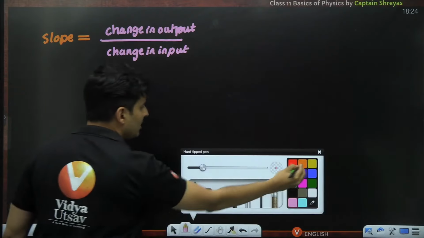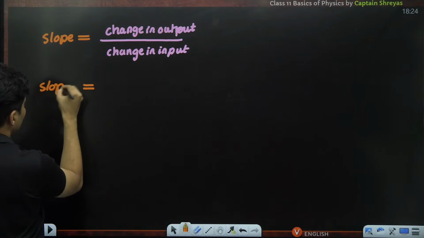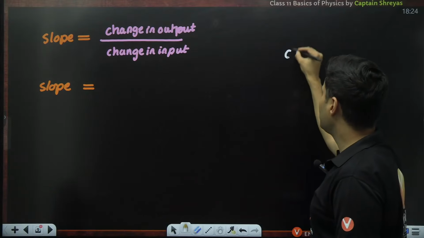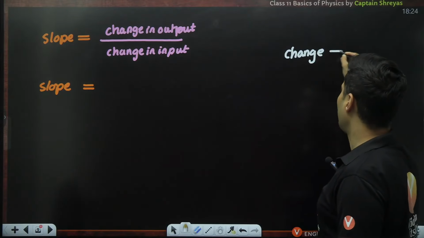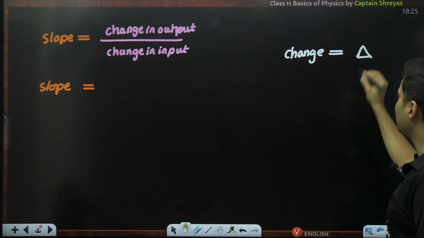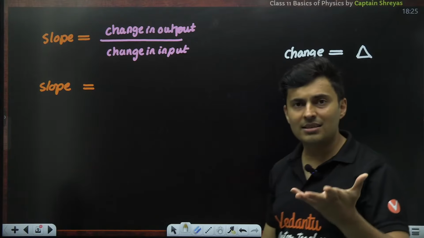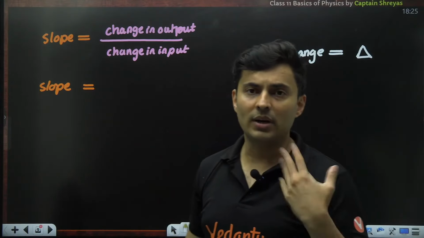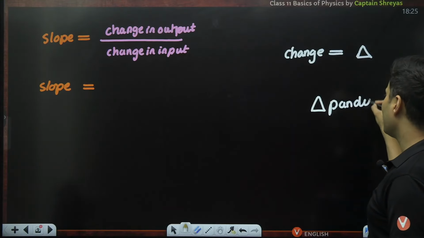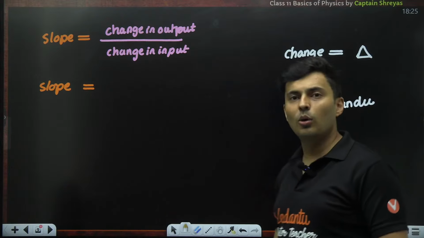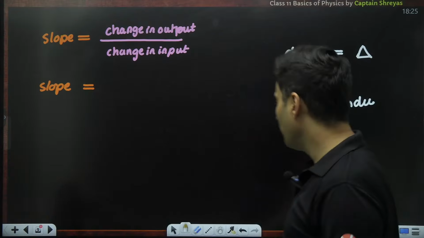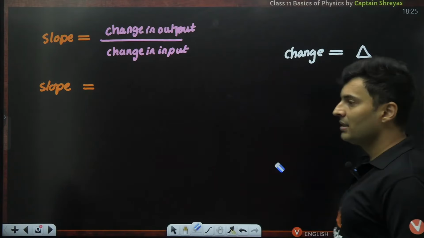Now, what is the word or the symbol which is used for change? Instead of writing CHANGE every time, you just put delta. The symbol is delta. Whenever you use this delta symbol, it means change in that quantity. For example, if I say delta Pandu, that means how much did Pandu change? Pandu was very good, now he is not that good. He is very mischievous. So there is a change in Pandu. That is the meaning of the symbol delta.